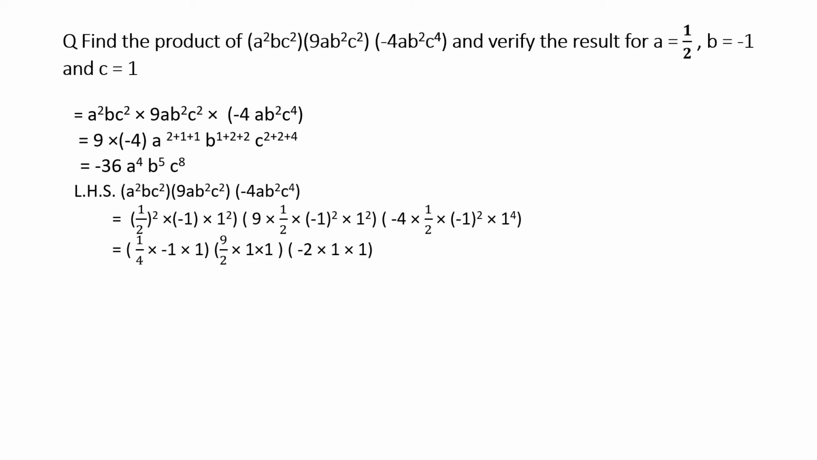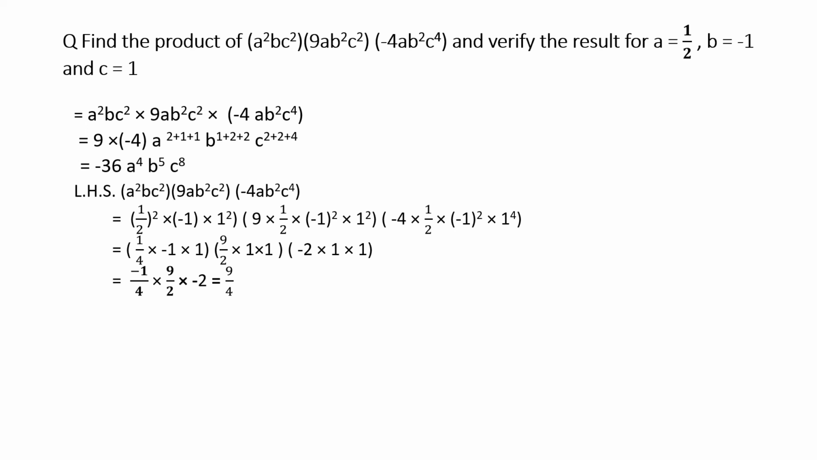1 by 2 raised to power 2 is 1 by 4 into minus 1 into 1 in the first bracket. 9 by 2 into minus 1 raised to power 2 will become positive 1, and into 1. In this, 2 and 4 get cancelled off and it will become minus 2. Again minus 1 raised to power 2 will become 1 and 1 raised to power 4 will become 1. And when we multiply, the result is 9 by 4: minus 1 by 4 into 9 by 2 into minus 2.